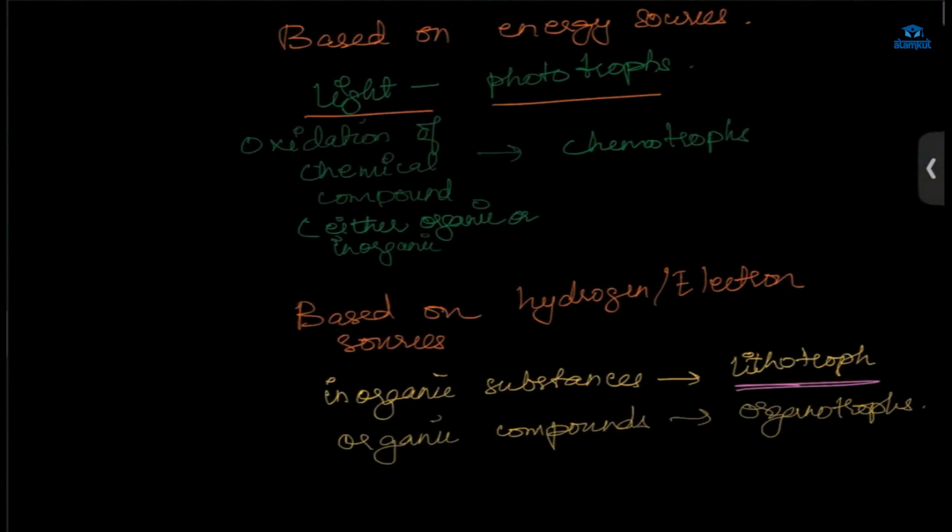The other one was chemotropes. How do they get the energy source? They get the energy source from organic or inorganic compounds. When they break down, when they oxidize, from there we get the energy. Such types of bacteria are chemotropes. Phototropes get energy from the light.